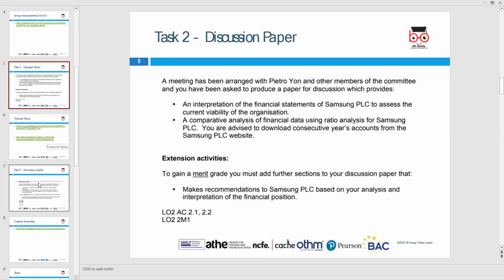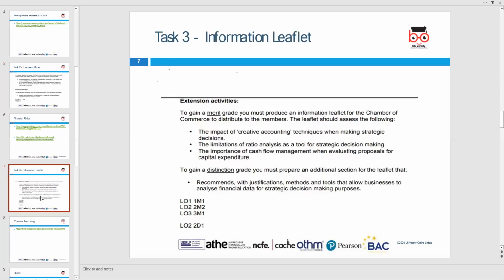Task number 3, it says here, information leaflet, i.e. information about creative accounting. What is creative accounting? What does it mean by creative? How would you polish your company, how would you make this company look as an attractive investment? What do you need to show them when making strategic decisions? And what are the problems, what are the issues with using ratios?